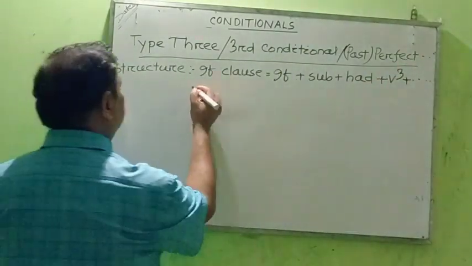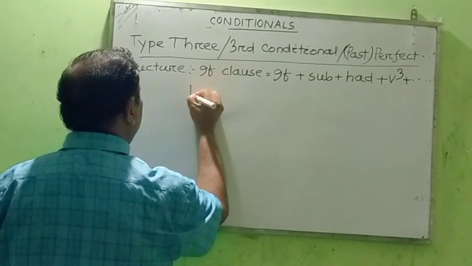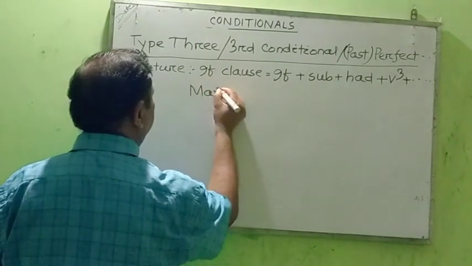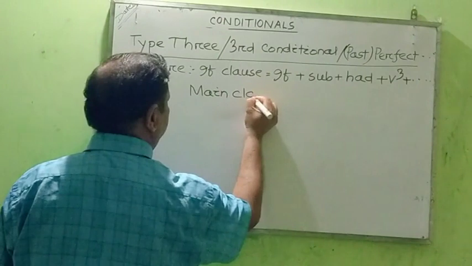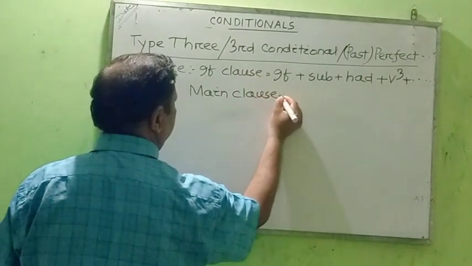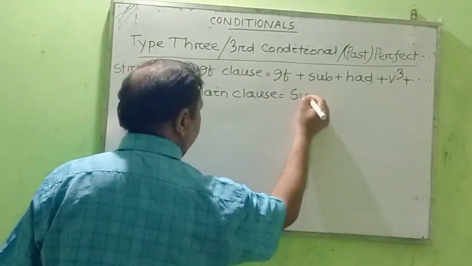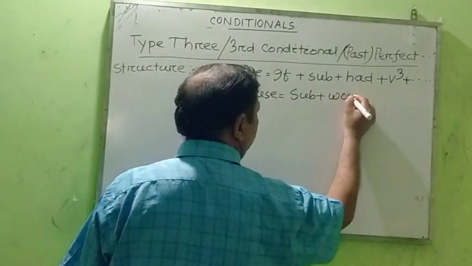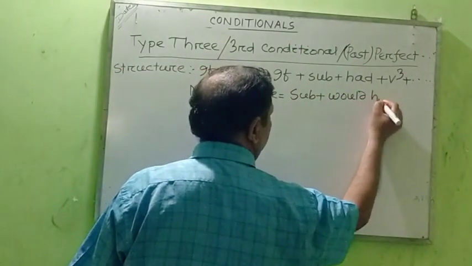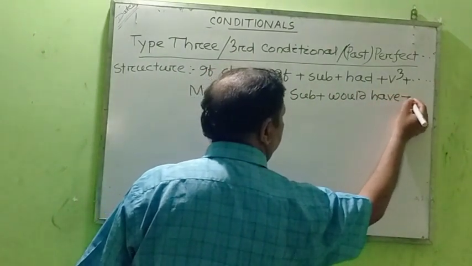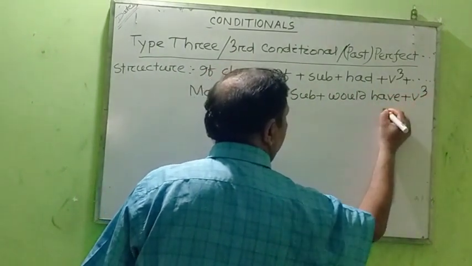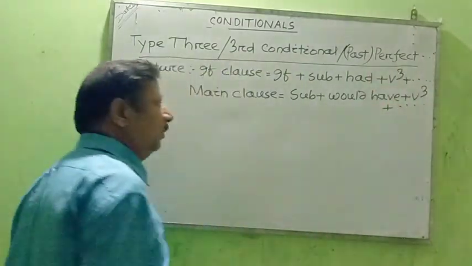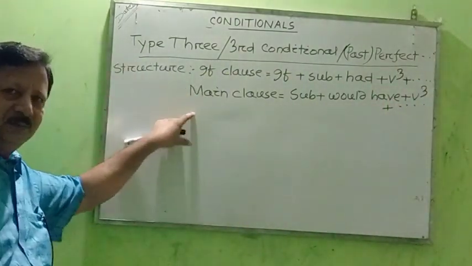In that case, the main clause is equal to subject plus would have, perfect form, plus verb 3 plus any object or complement. This is the usual rule.